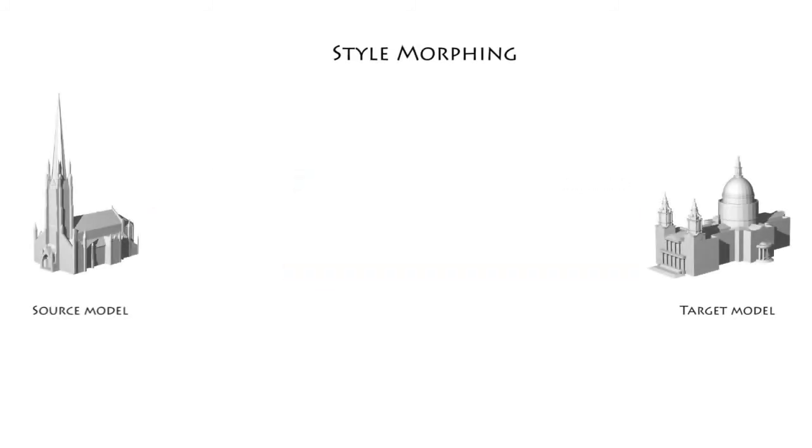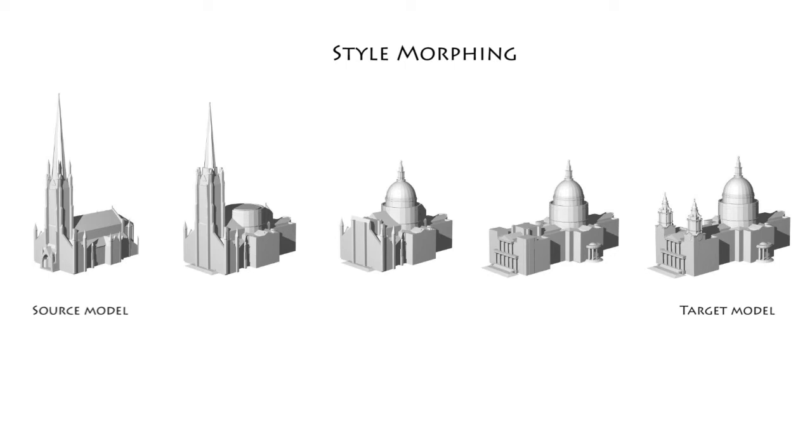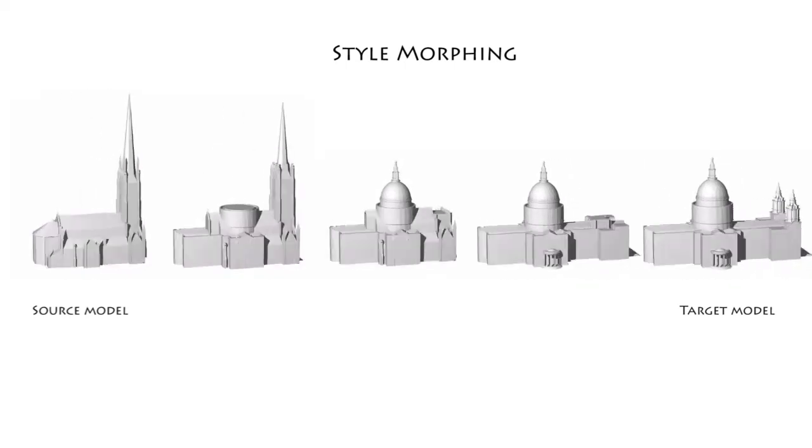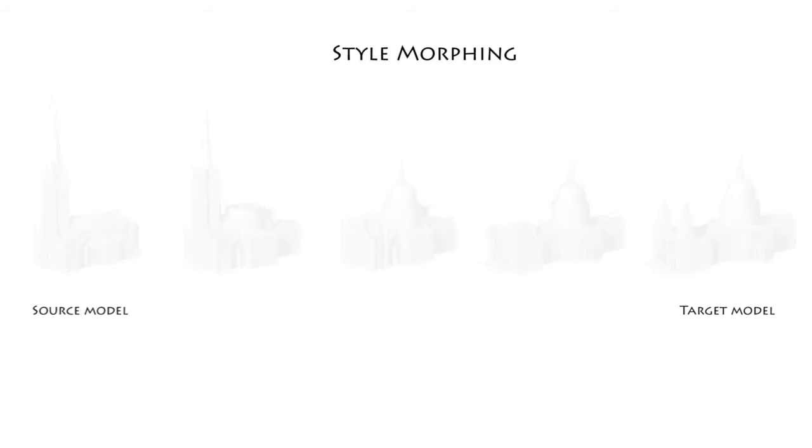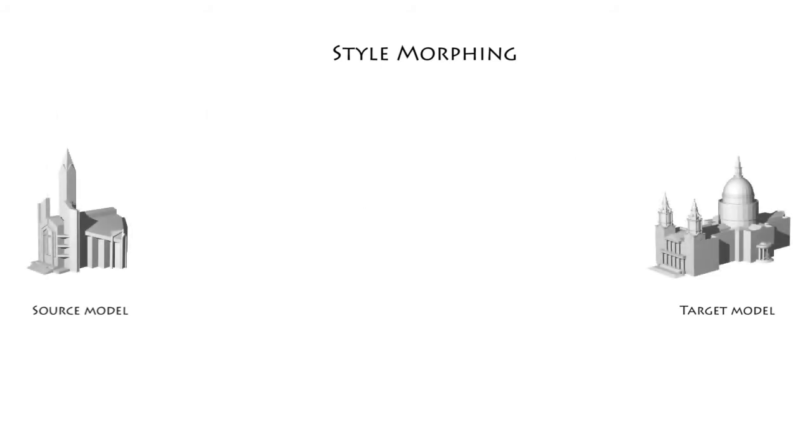Our method can also be used for style morphing between two buildings. Here we show different stages of the morphing from the source model towards the target model. Here is another set of results.